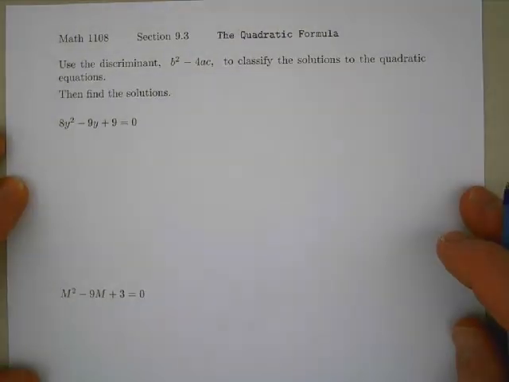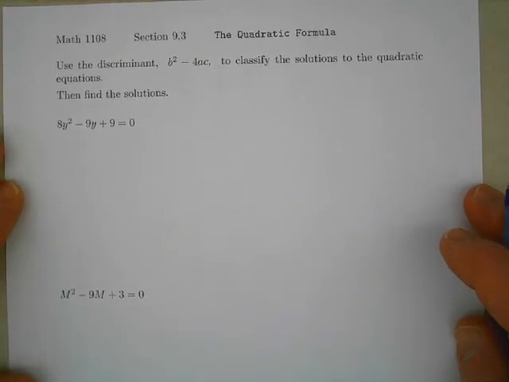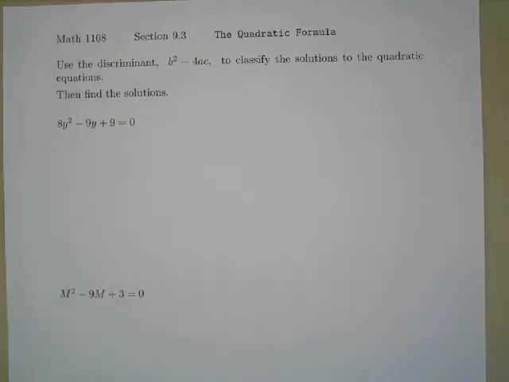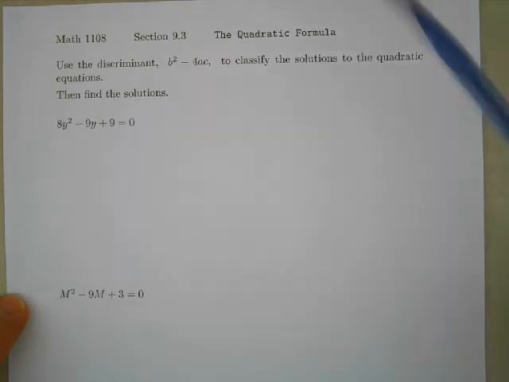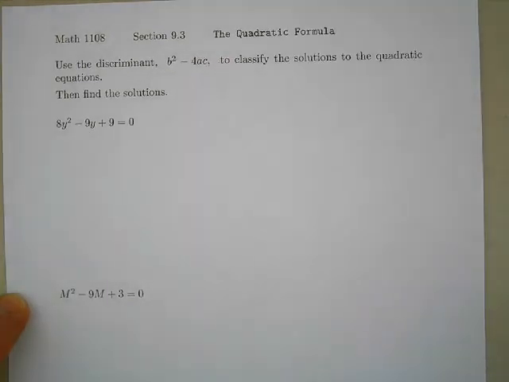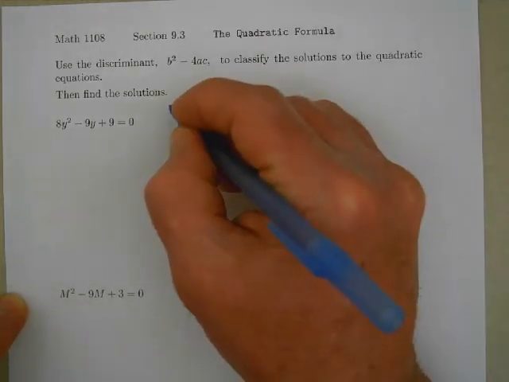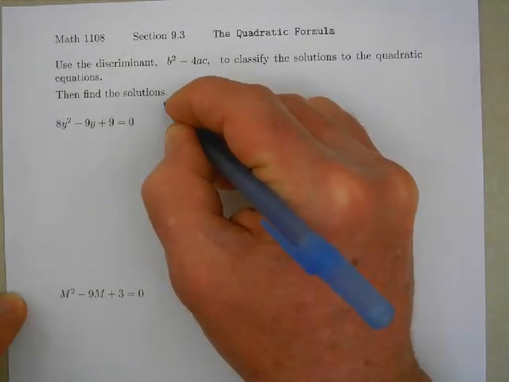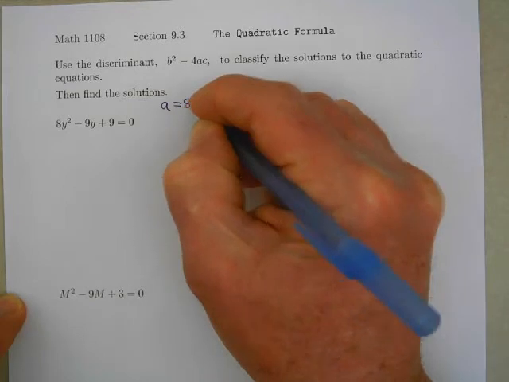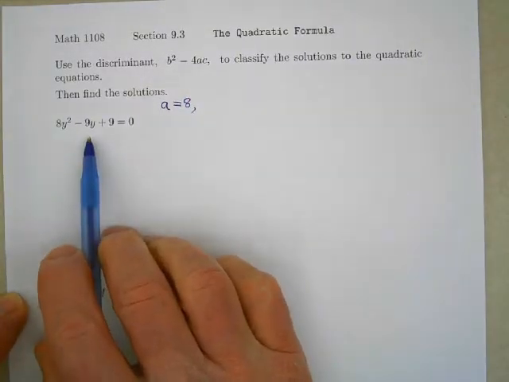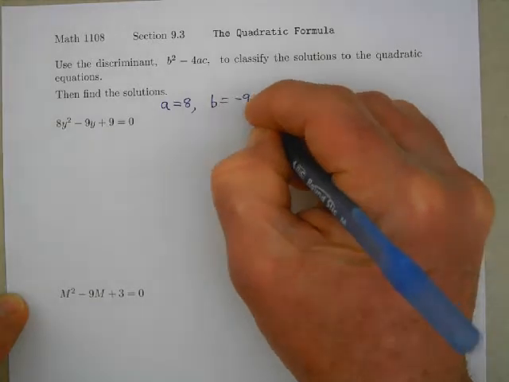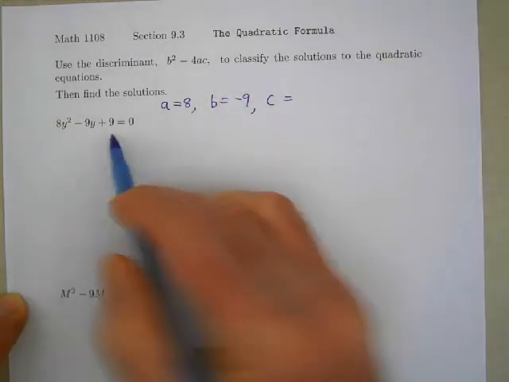Okay, on this one, the directions say use the discriminant b to the second minus 4ac to classify the solutions to the quadratic equations, and then find the solutions. So first we're going to find the discriminant. The discriminant is b to the second minus 4ac. For this quadratic equation, let's identify a, b, and c first. a is 8. b is the coefficient of y, so b is negative 9. And c is positive 9.